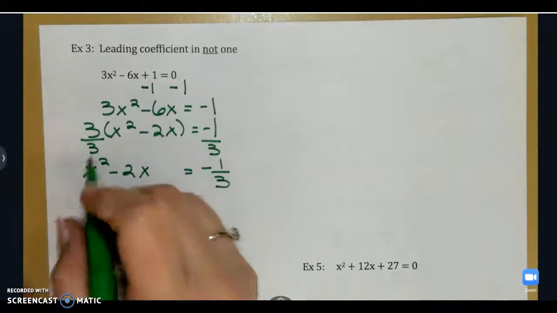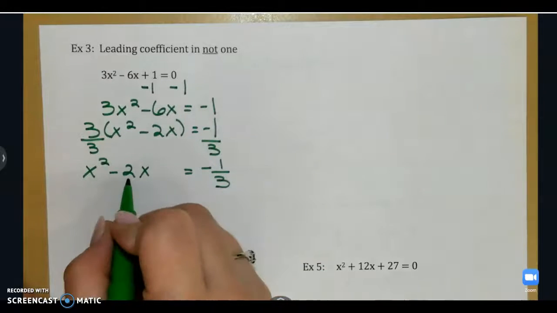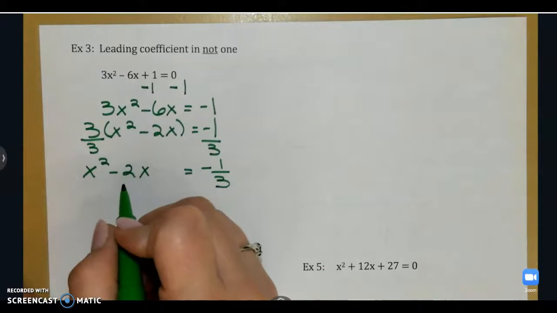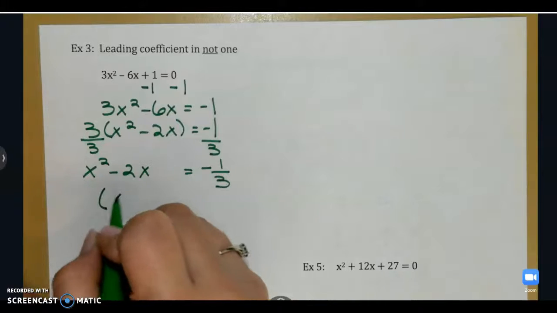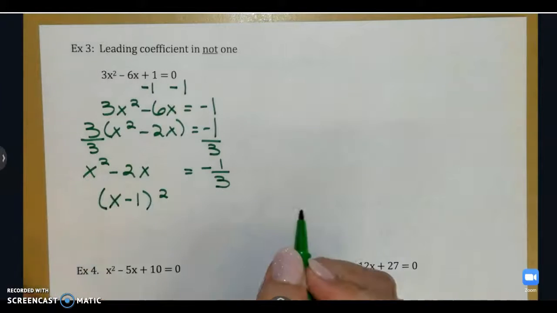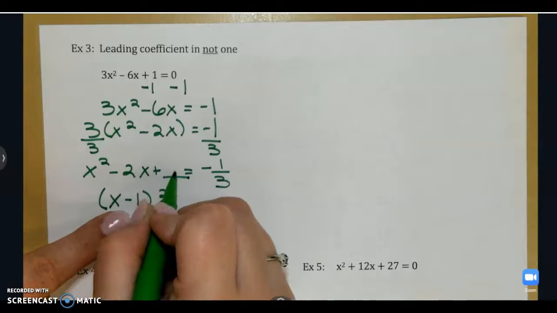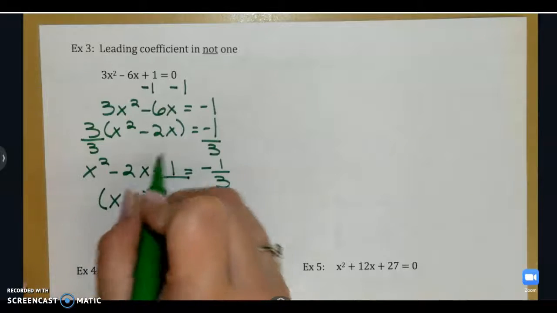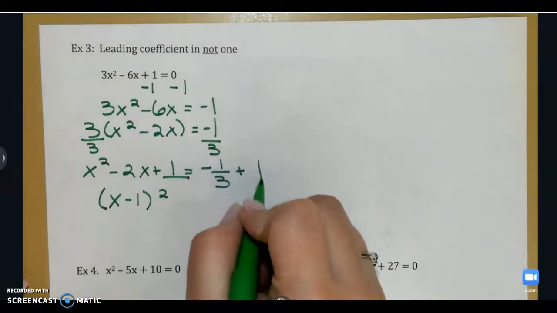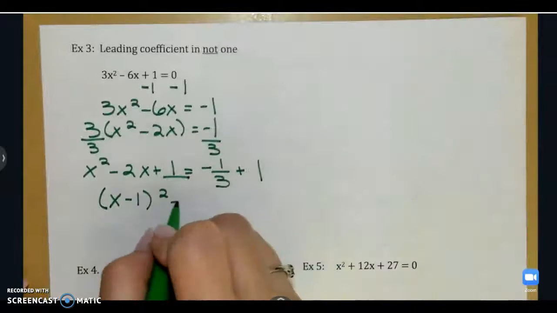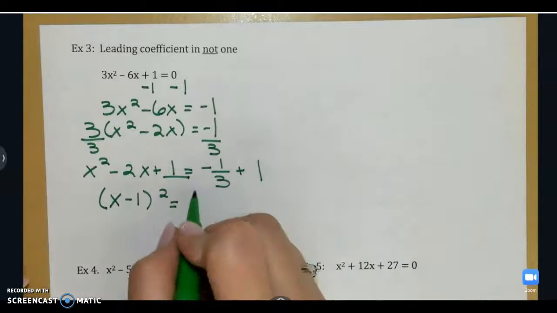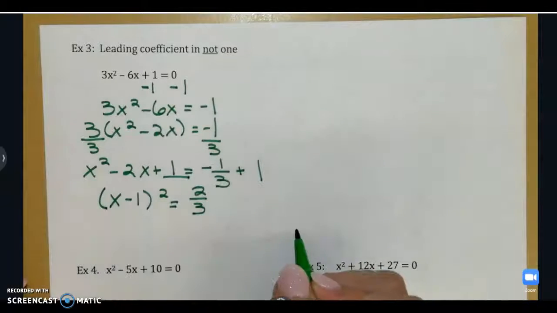Now, I want to turn this into a perfect square trinomial. So half of my middle term, negative 2, that's negative 1. So I want this to be x minus 1 squared. So if this is x minus 1 squared, that third term is going to be positive 1. And if I'm adding 1 on the left, I need to add 1 on the right. So x minus 1 squared is equal to 2/3.